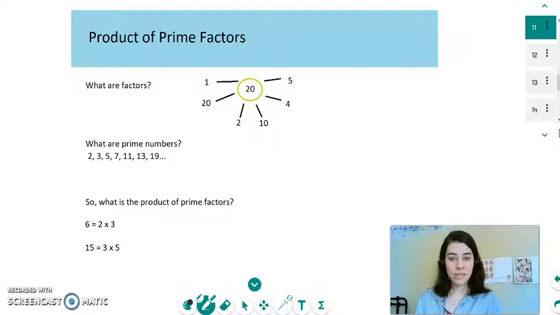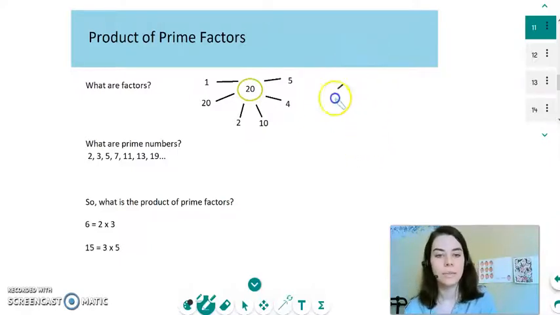So then we get started with product of prime factors. To begin any lesson, I usually start with a recap over any information that the student would already have but might need a bit of a refresher on. Since we're doing the product of prime factors, we'll start by refreshing what factors are. Factors are numbers that multiply together to make a bigger number. That sounds very confusing, but when you look at an example, it gets a lot easier.